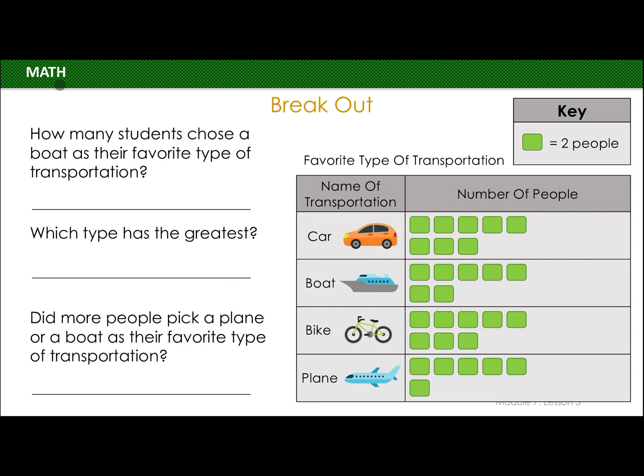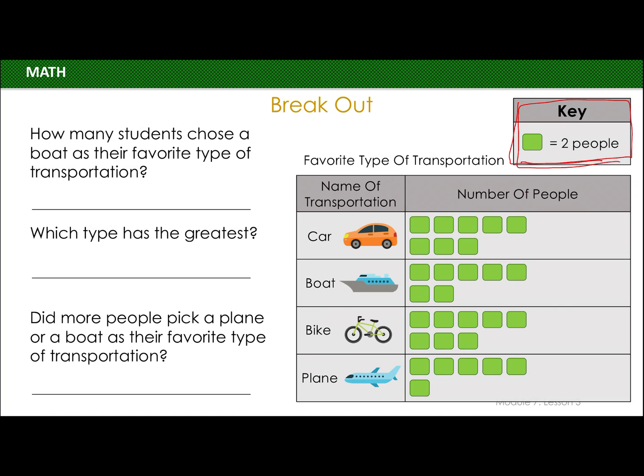All right, now I have a key, so I need to make sure that I look at my key first before I start counting. So 1 square or 1 box equals 2 people, so I know that I'm going to have to count by 2s. So to make this easier for myself, I'm going to count each box first before I answer any questions.